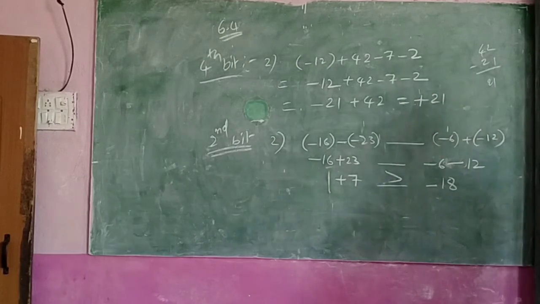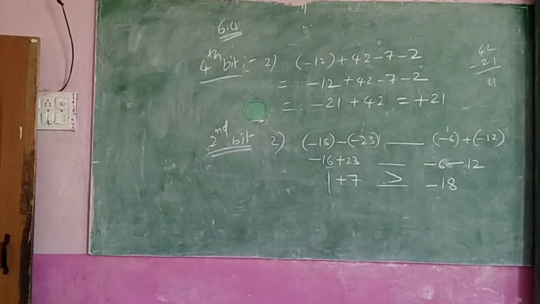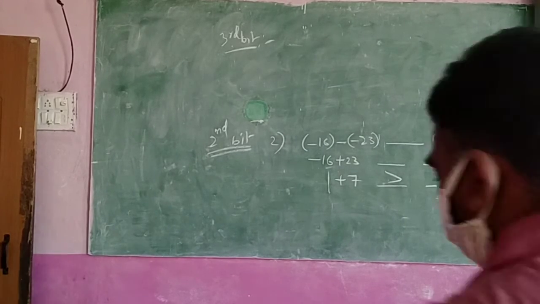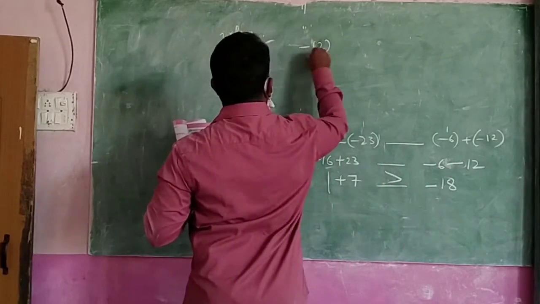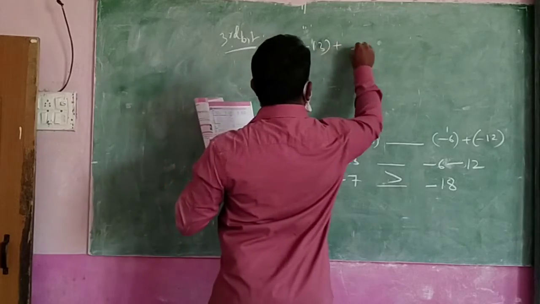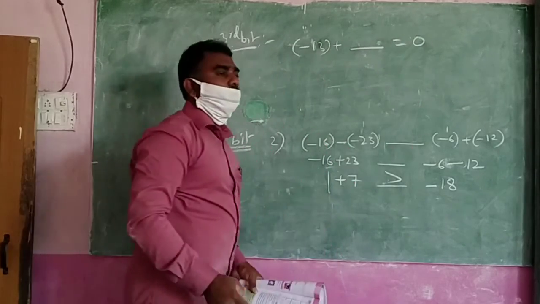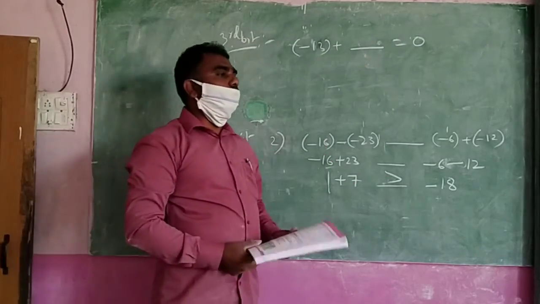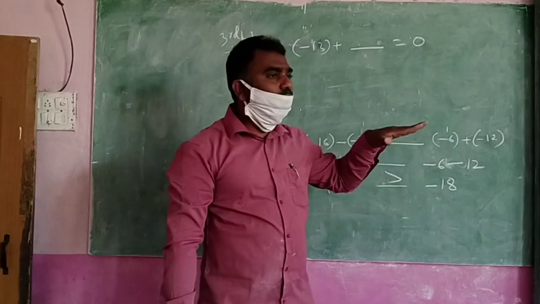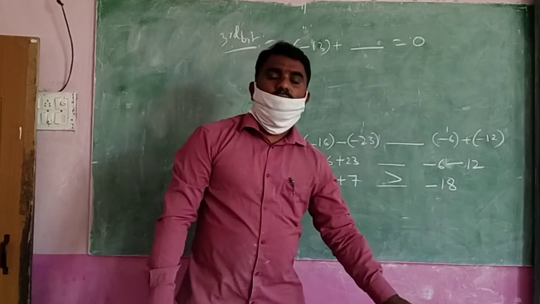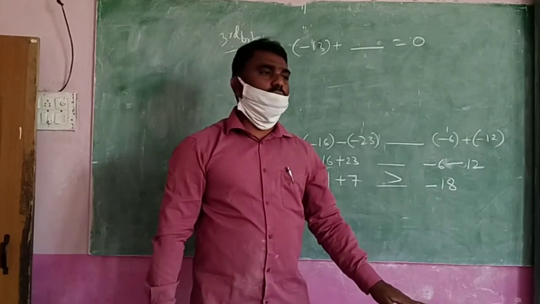Okay, write these examples. And the last bit I will say to you. Which of the questions are there? Fill in the blanks are there. Minus 13 plus dash will become 0. I am at minus 13. Minus 13 is where we are? Down. To get 0, what should I do?